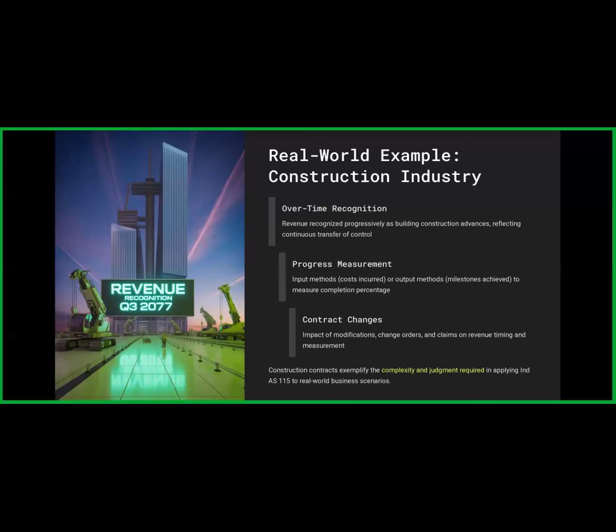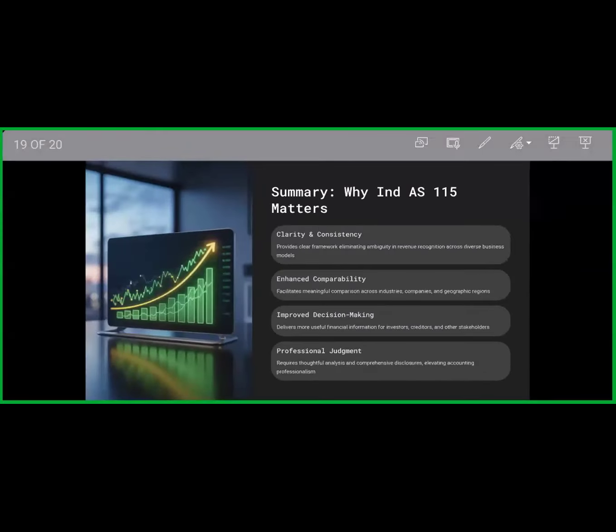So the next point is the progress measurement. Input method, cost incurred, or the output method, milestone achieved, to measure the completion percentage. So when the company actually sold the flats and when they get the payment, this is how the company recognizes the revenue. So this is a summary of why Indian Accounting Standard 115 matters.